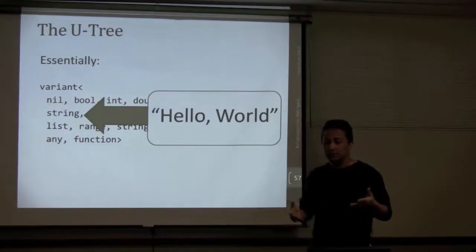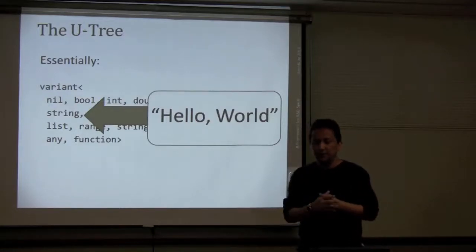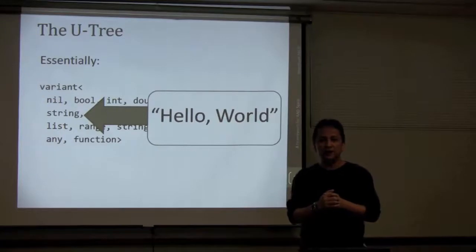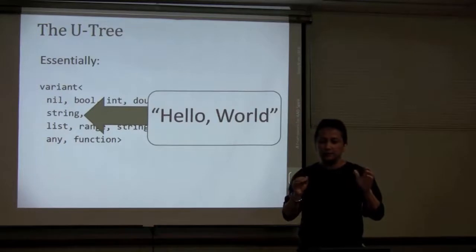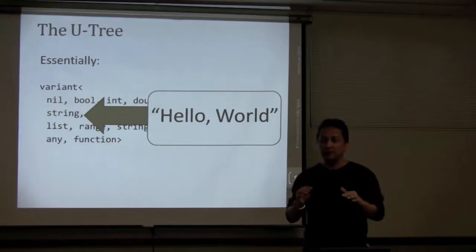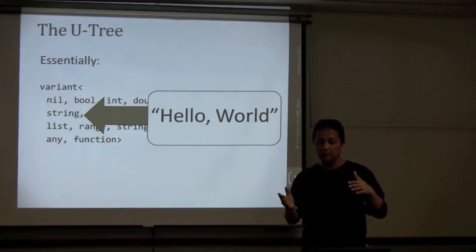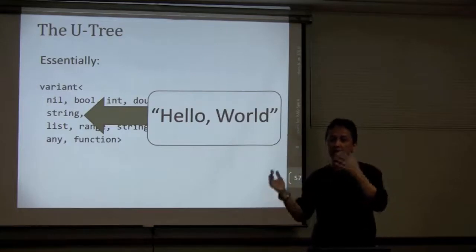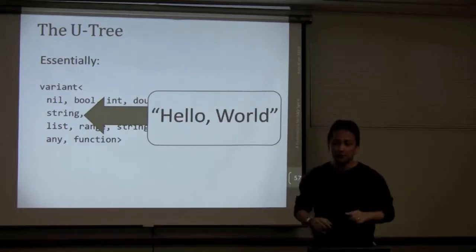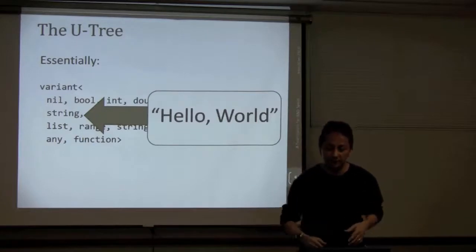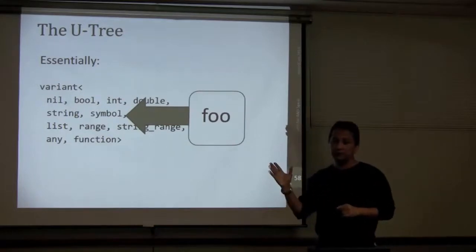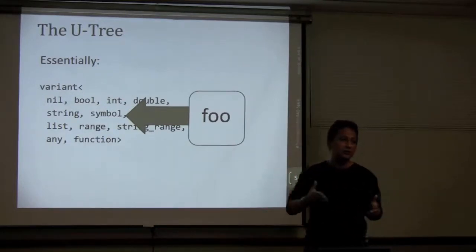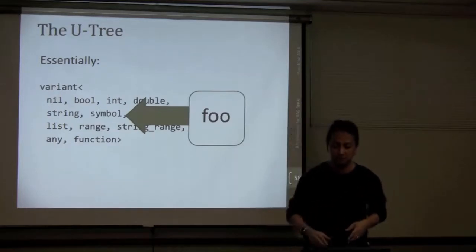We implemented some very nice features with the U-trees, to make it very compact and efficient. So the U-tree is just 16 bytes. And in cases where the string can fit in that 16 bytes, we place it there in situ. So, optimization there. You have a special kind of string, which is a symbol. So function names are symbols, identifiers, basically.